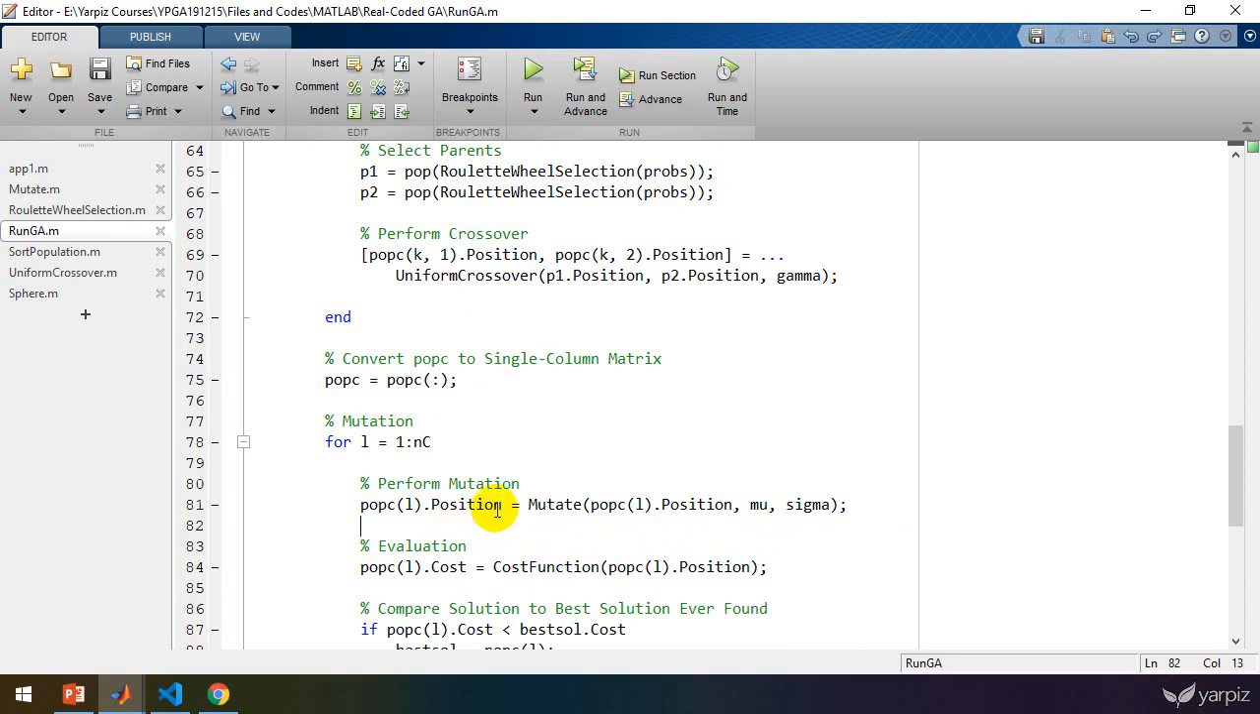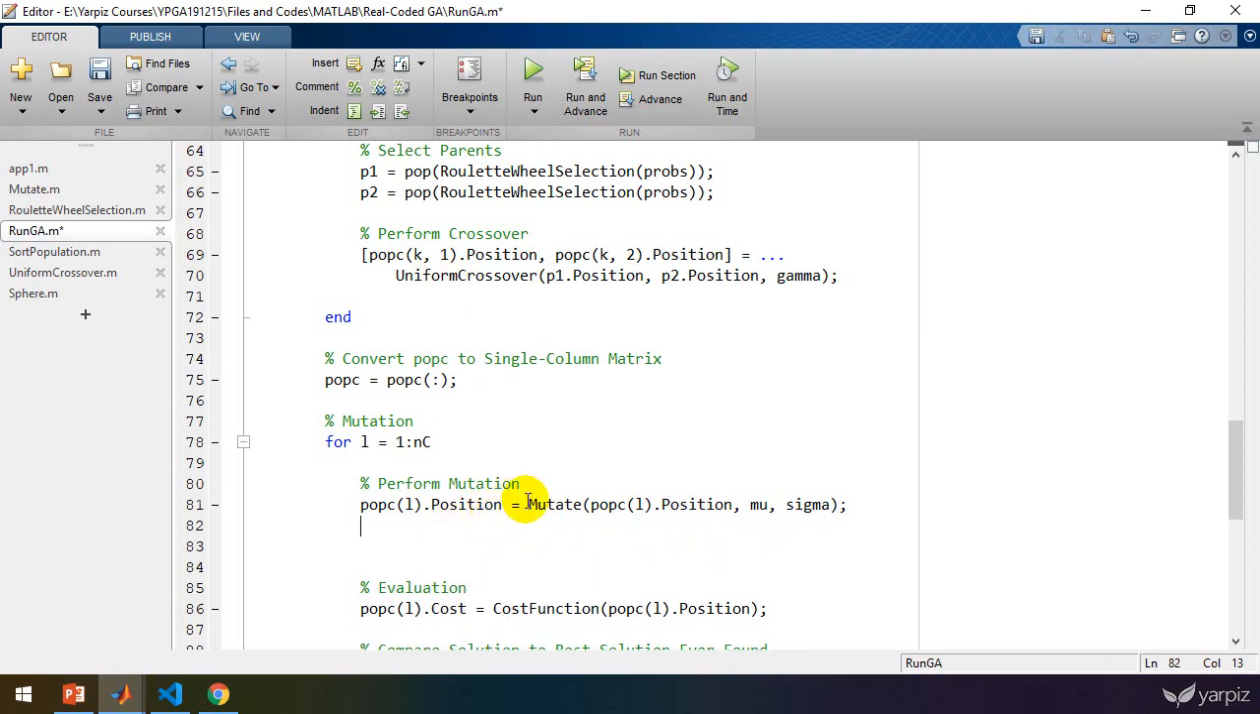So I'm going to check for the values for the bounds here. To check for the bounds, we must have this in mind that all variables must be larger than varmin and less than varmax. So max between popc l dot position, that's the position or values of chromosomes, and varmin. We know that this must be greater than this. In case of any unexpected event, this may be less than var min. So the maximum value will be var min, and so the output of this comparison will not be less than var min at all.